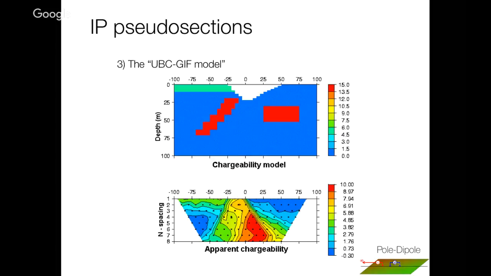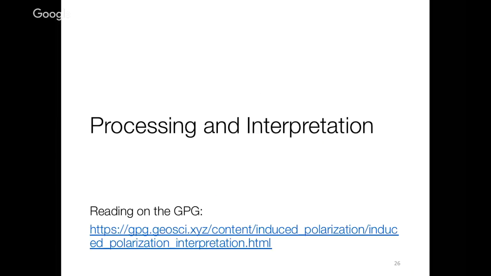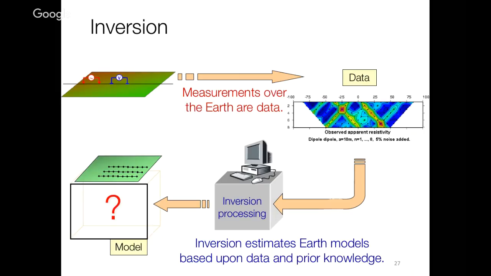And then if we have this example where we've got sort of a valley but now two chargeable bodies, again, the apparent chargeability map looks like this. And what people have traditionally done is sort of drill on the chargeability highs, and again, if you do that, you totally miss these two chargeable bodies. So that means you can't just stick with looking at data, you've got to invert them. And here's what we're going to do to invert them.